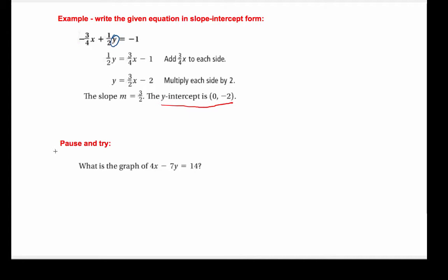So go ahead and pause your video here just a second and go ahead and try this. What is the graph of 4x minus 7y equals 14? Before you graph it, let's go ahead and put it in slope-intercept form. So go ahead and do that. Pause and then restart it, and I'll have your solution.